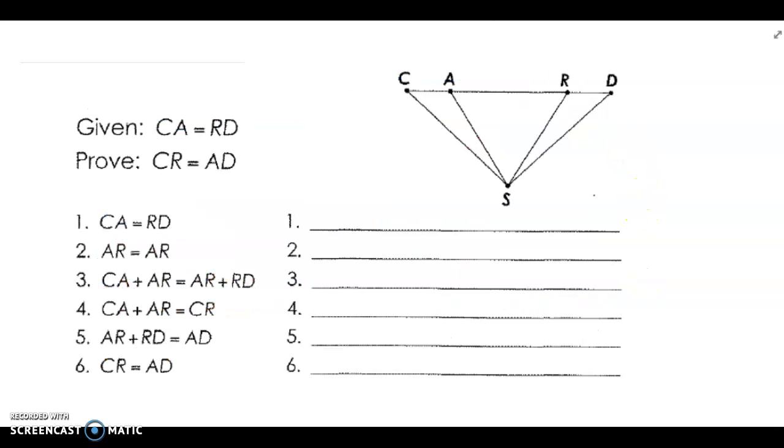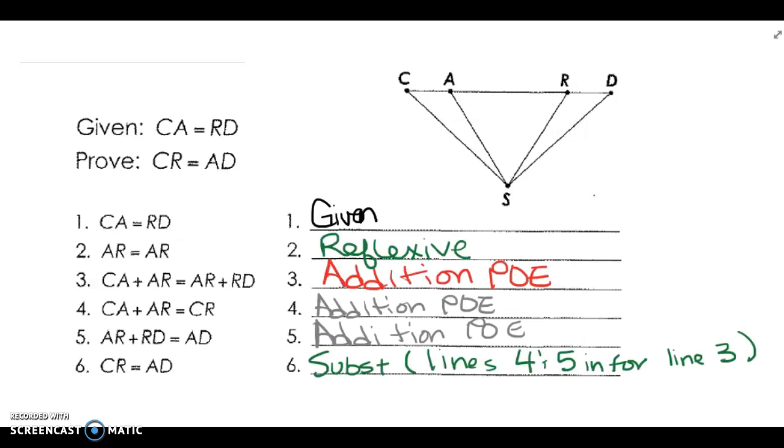All right, here's the third of these segment proofs. So what I want you to do is try to work this one out on your own, and then we'll go over the answers when you've given it a shot by yourself. All right, guys, go ahead and check what you have against what I have here, but this should be the right answer.